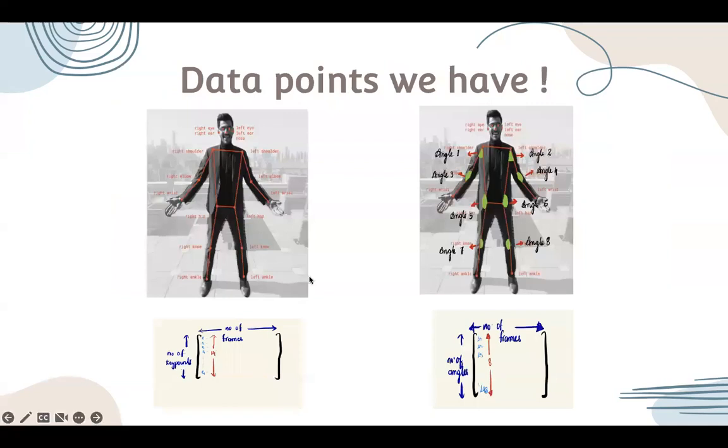Now, what are the data points that we have? In case of positions, we have two matrices of dimensions 14 by the number of frames, one for X coordinate and the other for Y coordinate. So key points here include eyes, shoulders, wrists, etc. In case of angles, one matrix whose dimensions are 8 by number of frames is used.